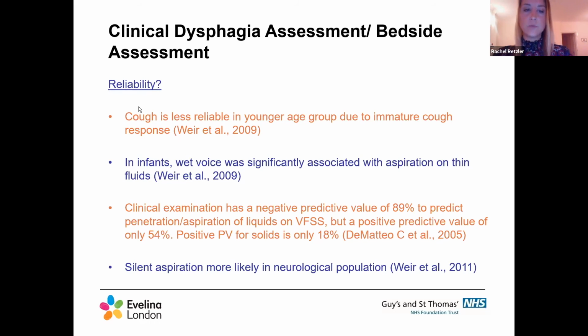And silent aspiration is more likely in neurological populations. So things to think about with clinical assessment. While clinical assessments are always necessary, we always need to start out with a clinical assessment. We don't just jump to video fluoroscopy. You need to use your clinical expertise and your assessment to determine if we need to progress on to an instrumental assessment such as a video fluoroscopy.